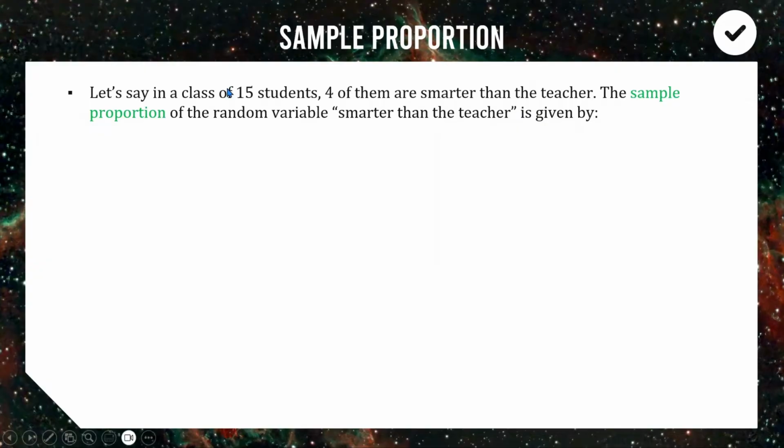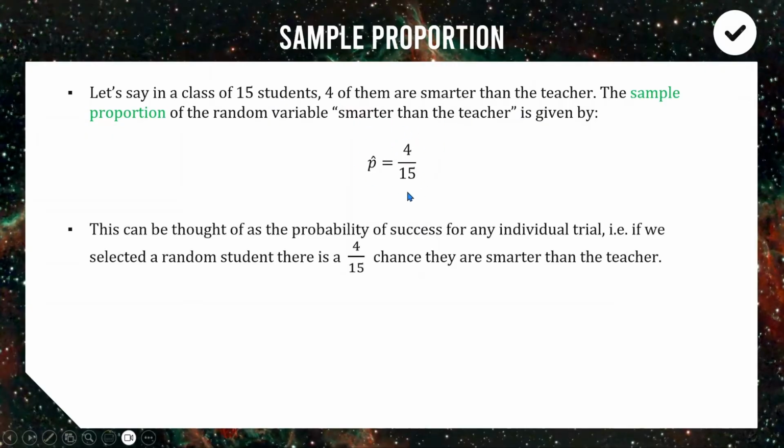Okay, 15 students in a class, and let's say 4 of them are smarter than the teacher. In my class, it's a much higher number. The sample proportion of the random variable smarter than the teacher is given by this notation here with a P with a hat above it. This doesn't mean a probability, it means a sample proportion, which is kind of like a probability based on real numbers. So 15 in the class, 4 are smarter, so the sample proportion of people smarter than me is 4 out of 15. This is the same thing as if I picked a random student in my class, the probability they are smarter than me is 4 out of 15 based on our proportions in our sample.